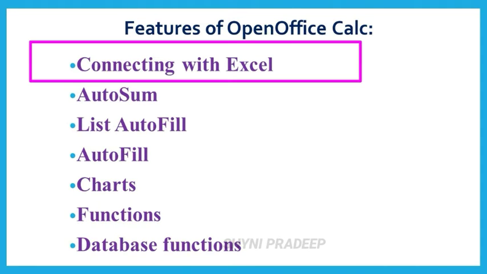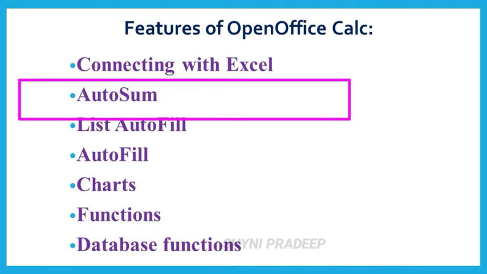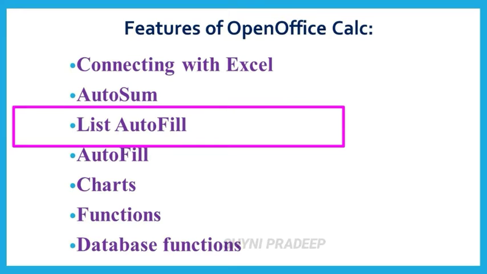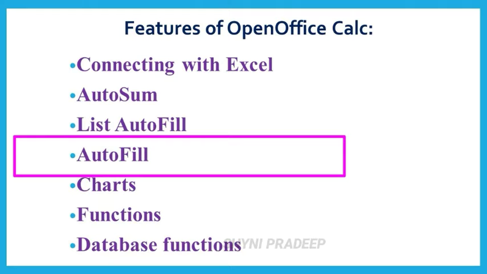Next, let us see what features are available in OpenOffice Calc. The first feature is connecting with Excel. OpenOffice Calc has the ability to open, edit and save Microsoft Excel spreadsheets. Next, AutoSum. It helps to add the contents of a cluster of adjacent cells. Next, list autofill. It automatically extends cell formatting when a new item is added to the end of a list. Next, autofill. It allows you to quickly fill cells and can also be used to copy functions. You can also alter text and numbers with this feature.